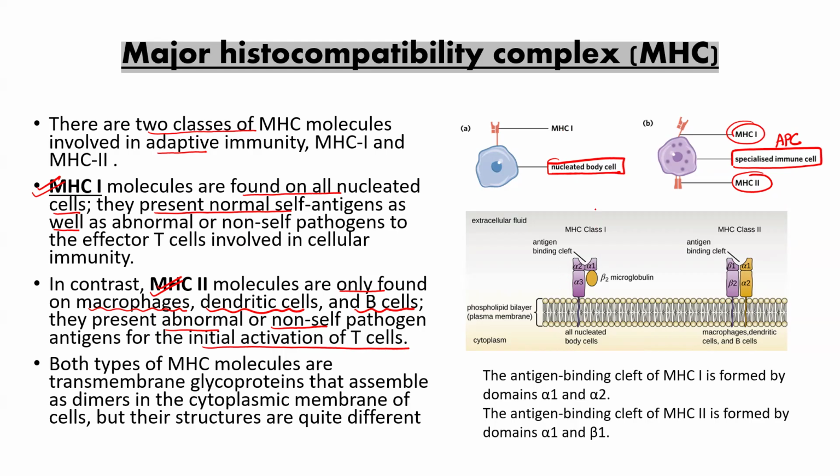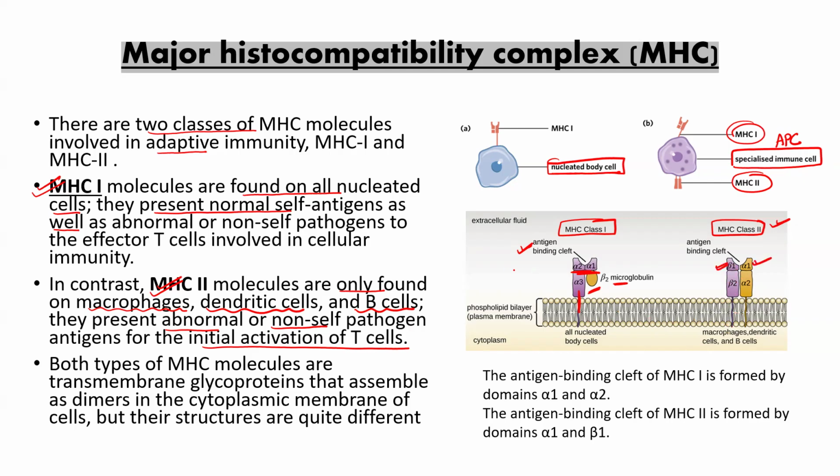Now see the diagram here. This is MHC1. In MHC1, the antigen binding cleft is made by domains alpha 1 and alpha 2. You can see it in the diagram. Alpha 3 is the one embedded in the phospholipid bilayer. Beta 2 microglobulin is not attached to the phospholipid. But in case of MHC2, check carefully: its antigen binding site is made by alpha 1 and beta 1.